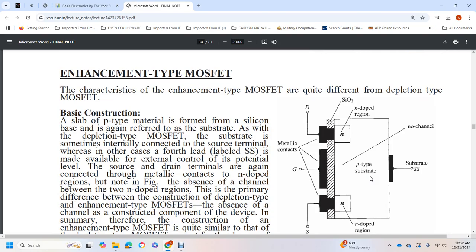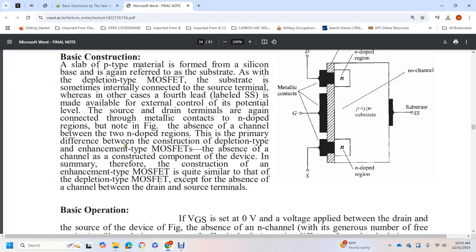The basic construction of the enhancement type starts with a slab of positive type material forming the silicon base, again referred to as the substrate, as with the depletion type. The substrate is sometimes internally connected to the source terminal, while in other cases a fourth lead labeled SS is made available for external control of the potential level. The source and drain terminals are again connected through metallic contacts to negative doped regions. Note that the preliminary difference between the construction of the depletion type and the enhancement MOSFET is the absence of a channel.